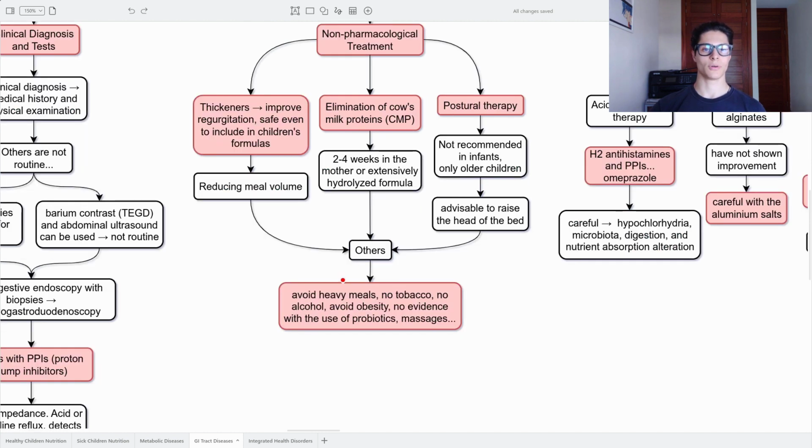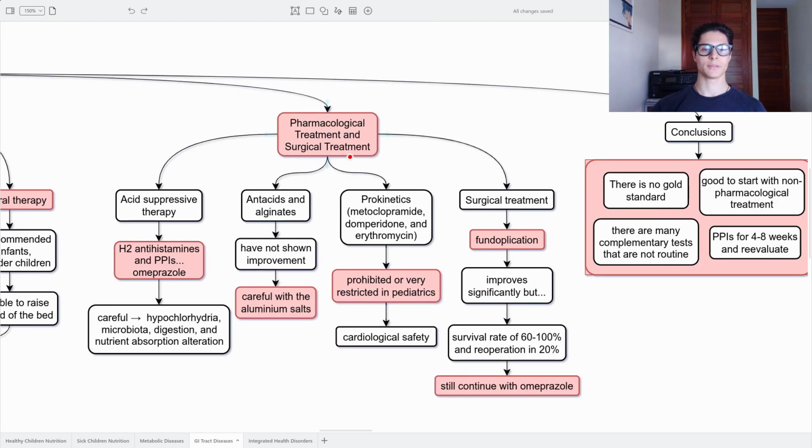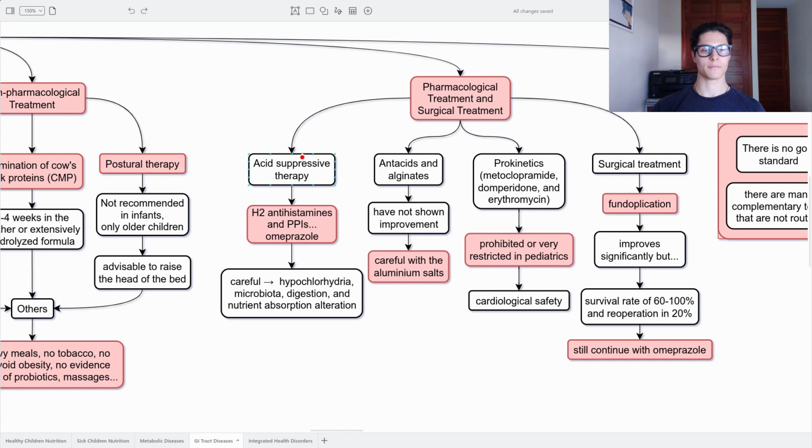And other types of non-pharmacological treatment are general things, such as avoiding heavy metals, no tobacco, no alcohol, avoid obesity, and there is no evidence that the use of probiotics will improve the condition. Pharmacological treatment and surgical treatment, on the other hand, we have the acid suppressive therapy using H2 antihistamines and proton pump inhibitors. This is the omeprazole.